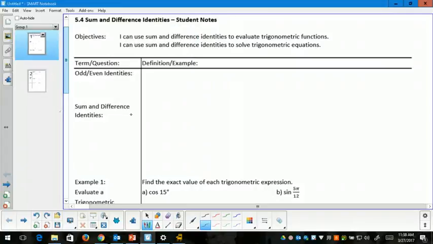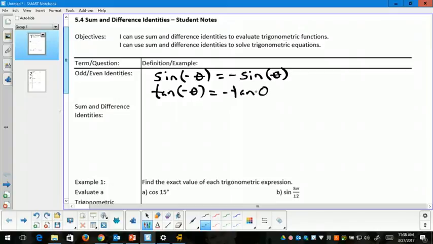All right, so we're looking at even and odd identities, and I believe this is actually odd, but sine of negative theta, or the opposite of an angle, is equal to the opposite of sine of theta. And this is also true for tangent. Tangent of the opposite of theta equals the opposite of tangent theta. I believe these are the odd identities. And then our even identity is cosine. This is different from the other two. Cosine of negative theta, or the opposite of an angle, is equivalent to the output of cosine of theta.